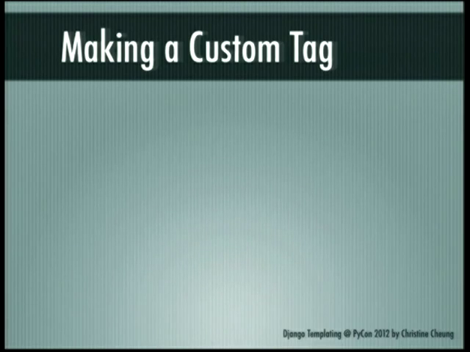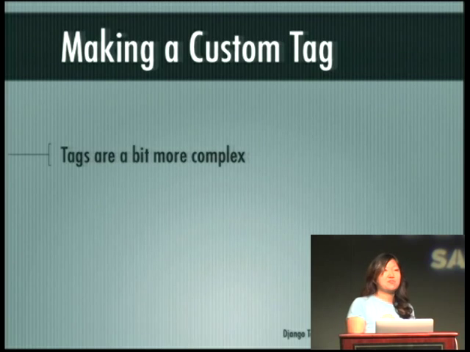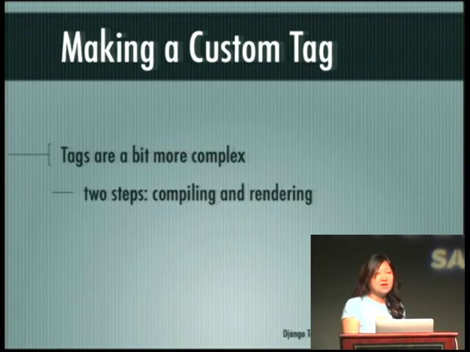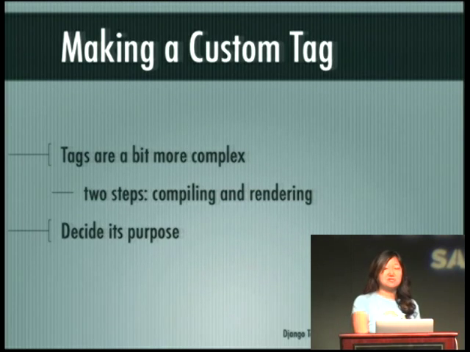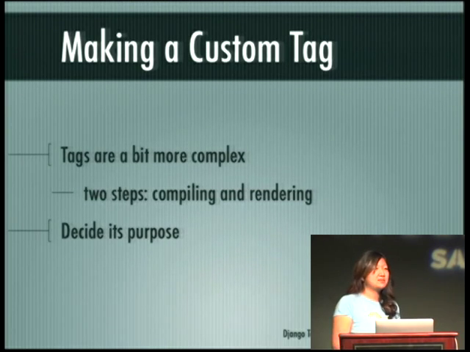Making a custom tag is a lot more complex because really you can do anything. With a filter, you are actually just modifying one variable, but with a tag, you can do all sorts of stuff. In the meat of a tag, you have to compile it and render it, because you have to take in what the tag describes, then run the logic, and then present it. When writing tags, you decide what its purpose is.